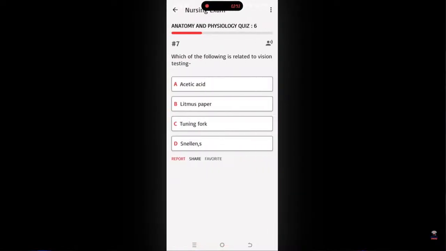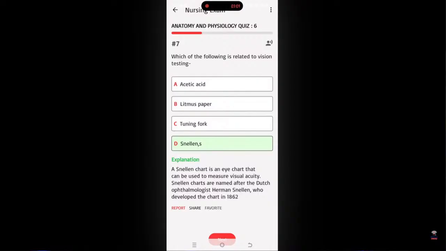Which of the following is related to vision testing? A. Acetic acid, B. Litmus paper, C. Tuning fork, D. Snellen chart. Correct answer: D. Snellen chart is an eye chart that can be used to measure visual acuity. Snellen charts are named after the Dutch ophthalmologist Herman Snellen, who developed the chart in 1862.